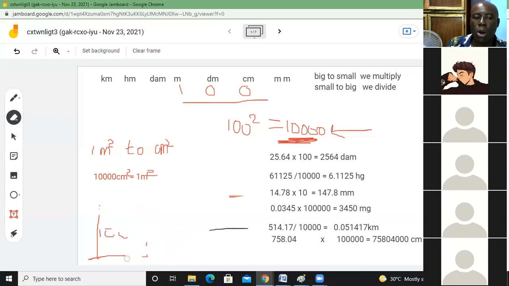And remember now, when you know the relationship, then you can simply multiply or divide. If you're moving from big to small, you multiply, and if you're moving from small to big, you divide. Same idea. All right, I would like to have some questions, all right?